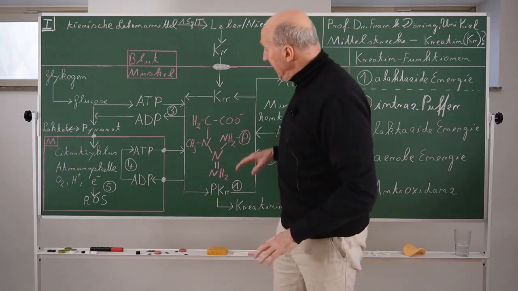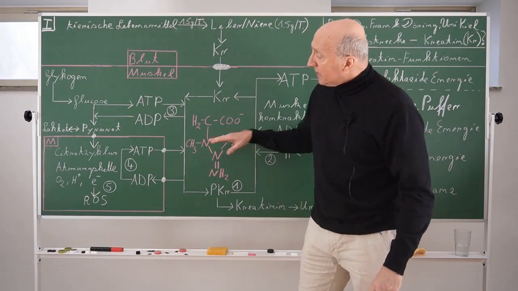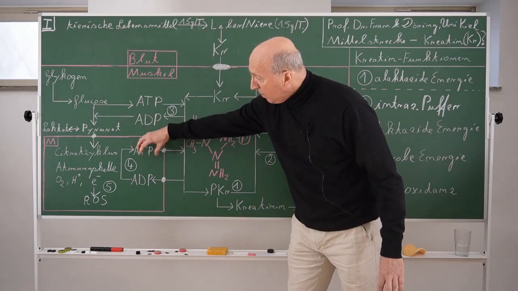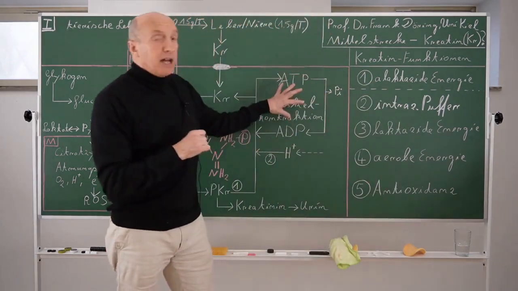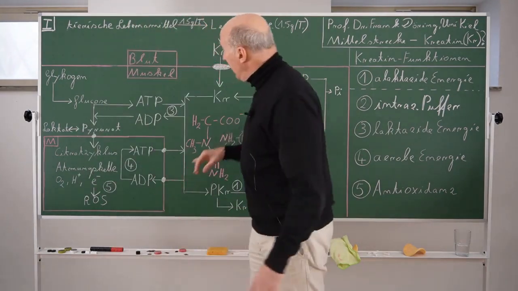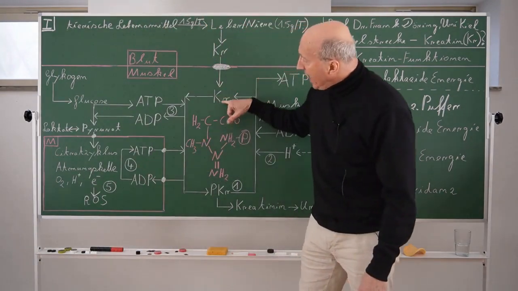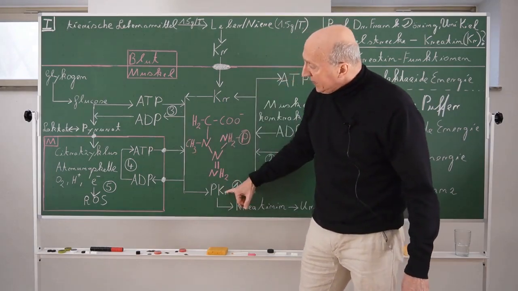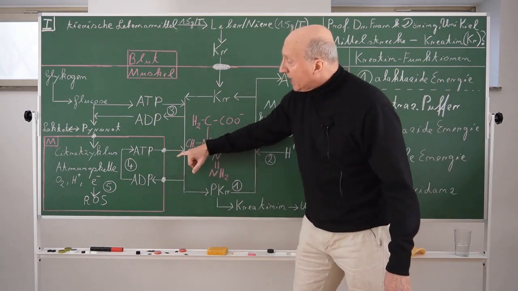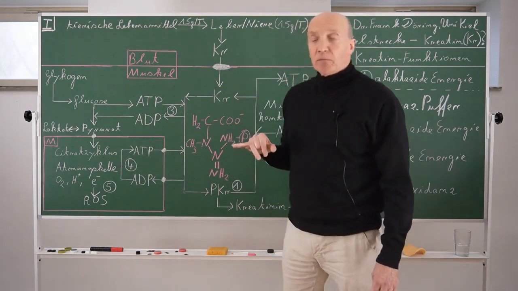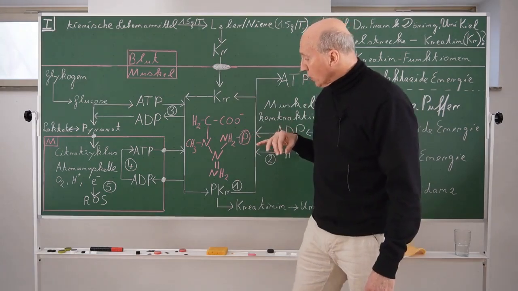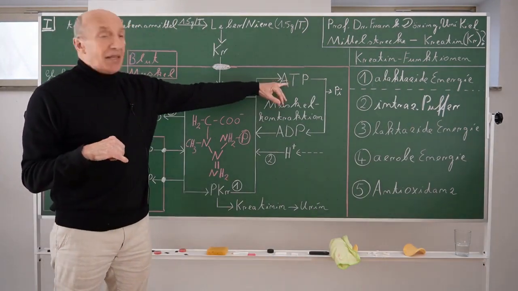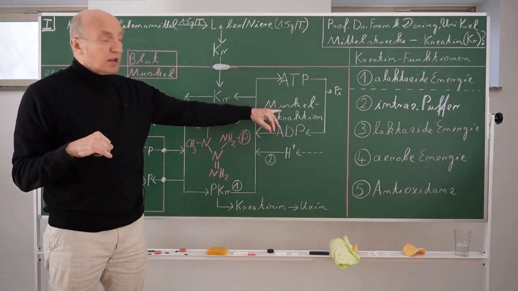And here too, the creatine system serves to transport energy from the place of origin, the mitochondrion, to the place of consumption, the muscle contraction. Here too, the free creatine reacts with ATP to form phosphocreatine, which is then available again for the formation of ATP. And this phosphocreatine then serves again for the resynthesis of ATP for muscle contraction.